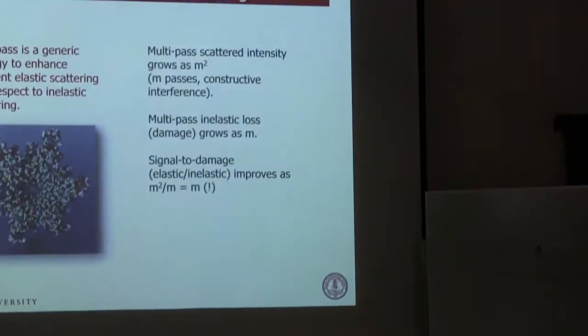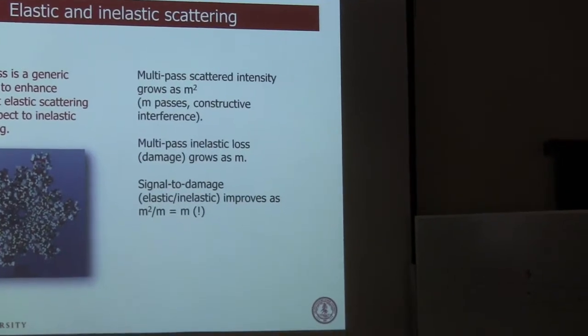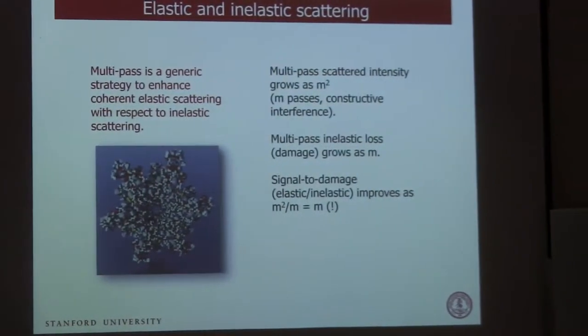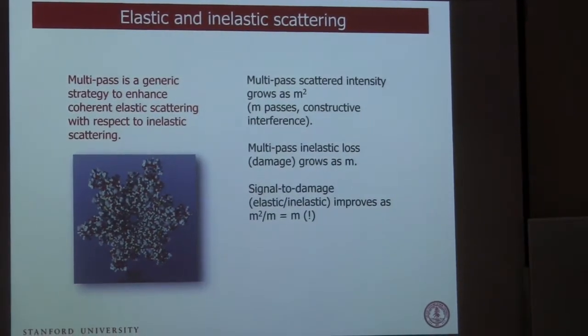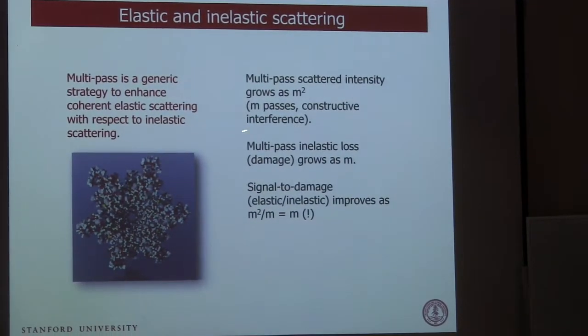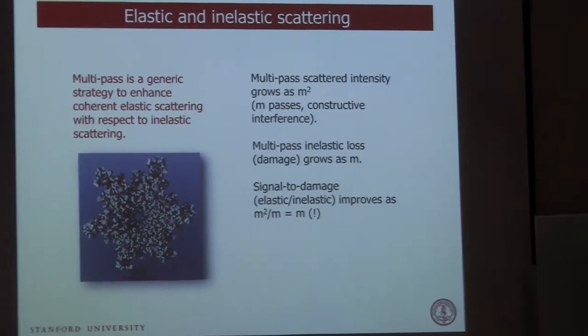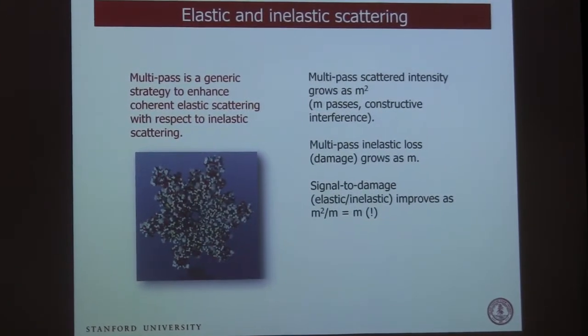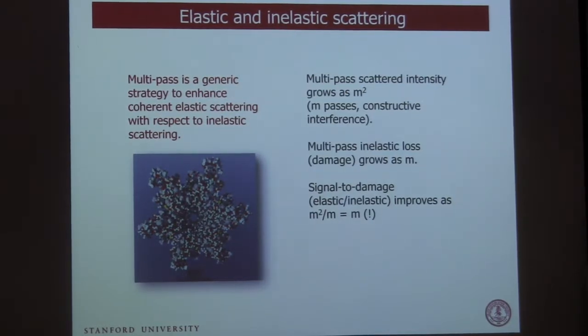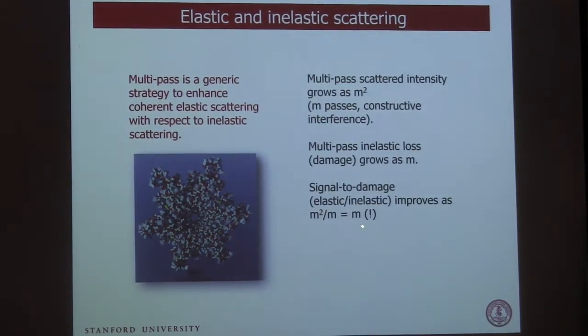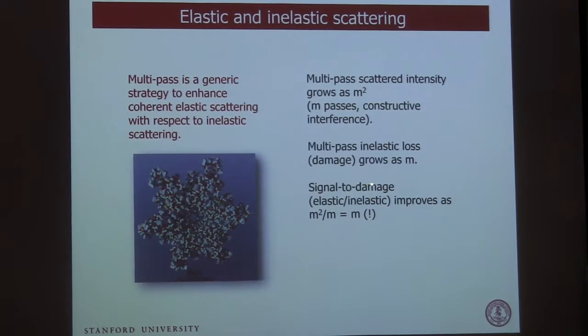One way you can think of that is that there's some sort of constructive interference between the scattered waves on each pass, and that gives you the m squared effect. The inelastic loss, the damage, is just growing linearly with the number of passes. So you take the ratio, signal to damage, and you can see that you win as a linear function of the number of passes. That's the essence of the method.